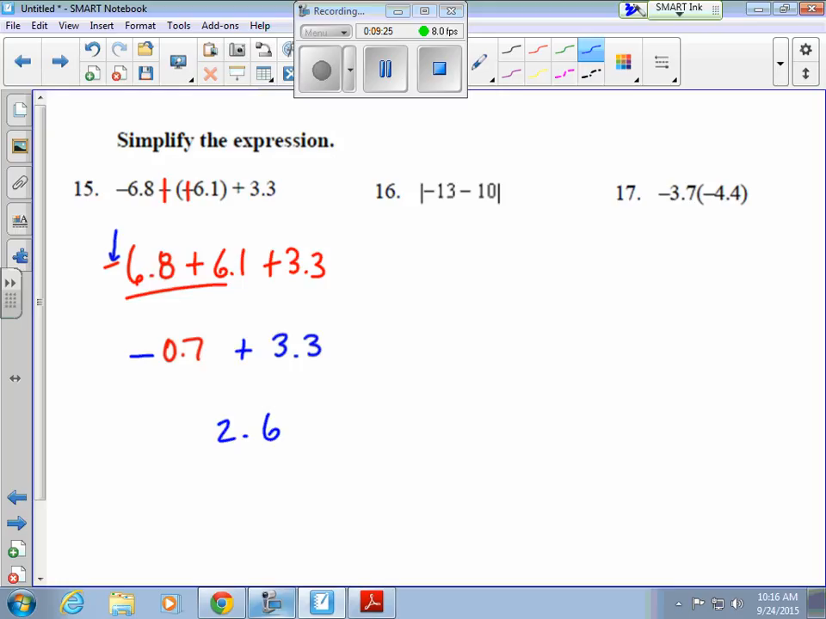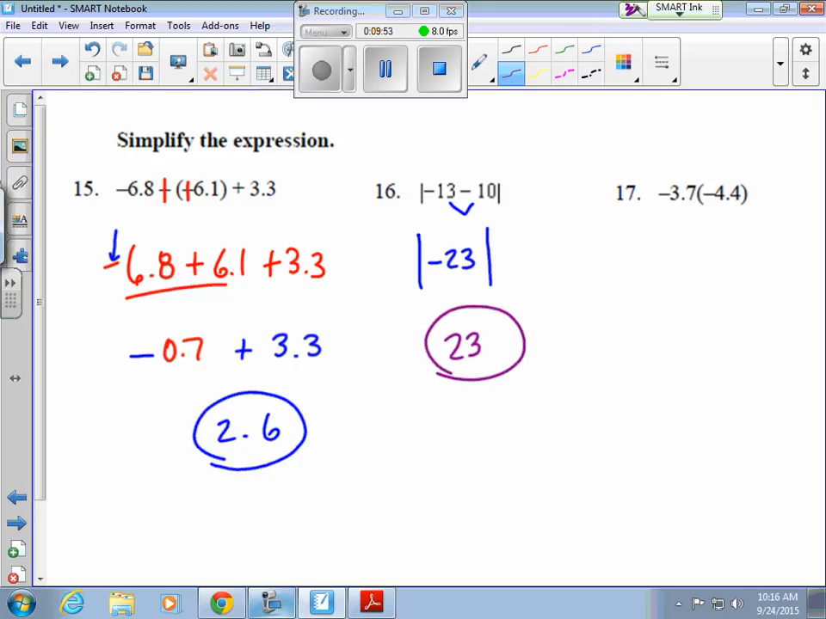3.3 is the higher absolute value. It's positive. Therefore, 2.6 is positive. The absolute value of negative 13 minus 10. You do negative 13 minus 10 first. Same sign. Add them up. 10 plus 13 is 23. Keep that common negative. Now it says the absolute value of negative 23, which means how far away is it from 0? Distance is never a negative number, 23.